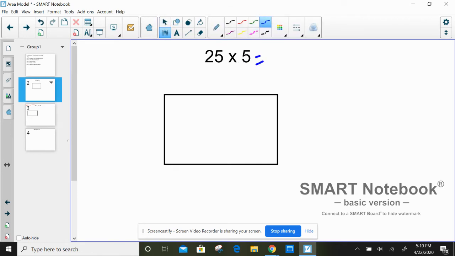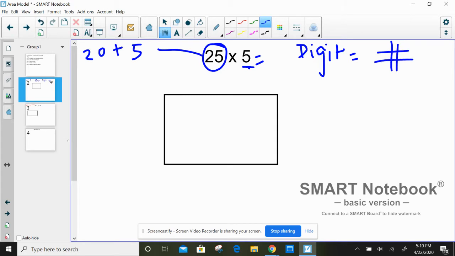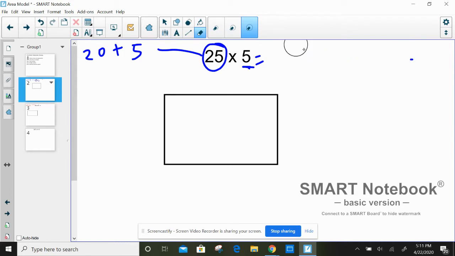So what we're going to do is we're going to break 25 up into expanded form. That would just be 20 plus 5, okay? So for 5, it's just a 1-digit number. It's only 1 digit because the word digit just means number. There's just one number in 5, right? But 25 has the number 2 and the number 5, so it has 2 digits. Okay, so 25 is broken up as 20 plus 5.